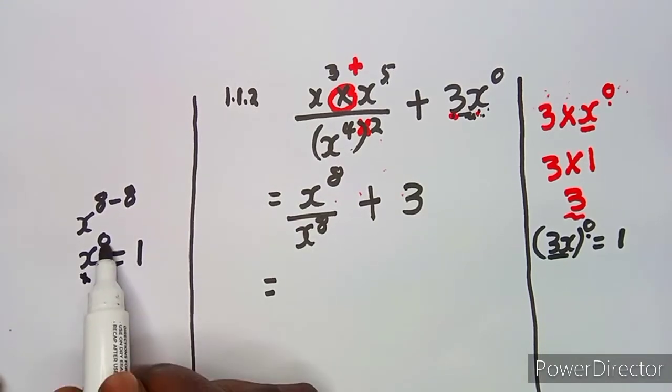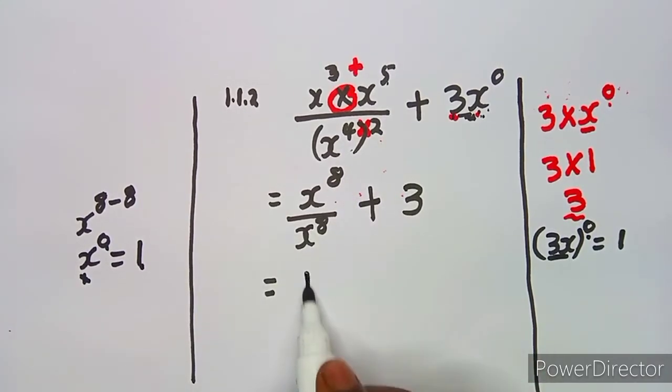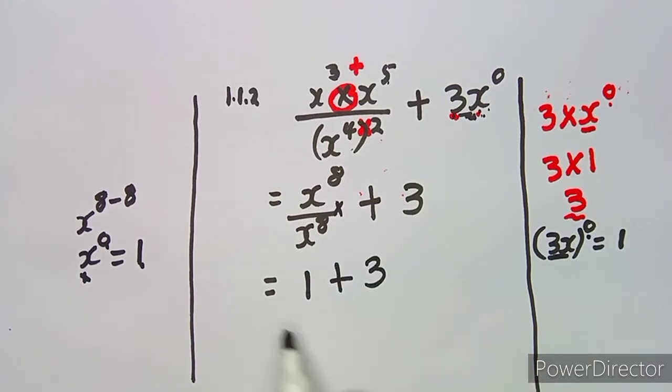Because any number to the exponent 1 stays the same, or you can just cancel because these are the same. So you're going to obtain 1 from this part here, plus 3. So 1 plus 3 is going to give us a 4. So that is what you're going to have.